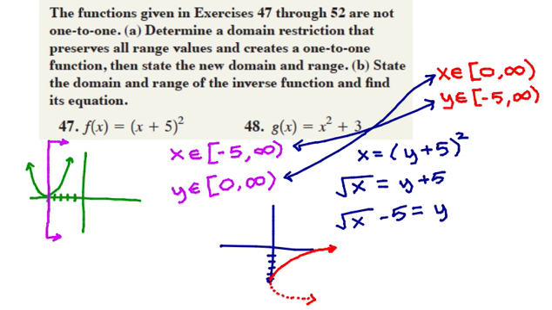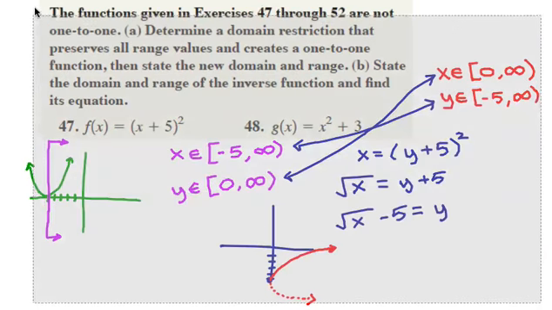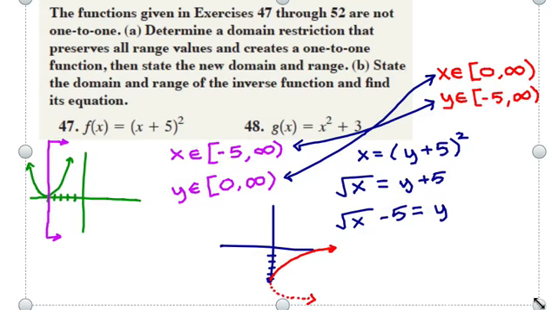So you'll have to state the domain and range of the original, restrict the domain so it is one-to-one, and then with the new inverse function, find that equation and state its domain and range. So we start to recognize that pattern that with these inverse functions, everything gets flip-flopped. All the x's and y's get completely flipped.